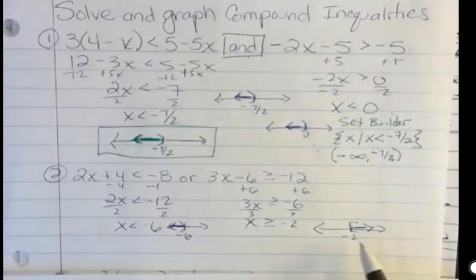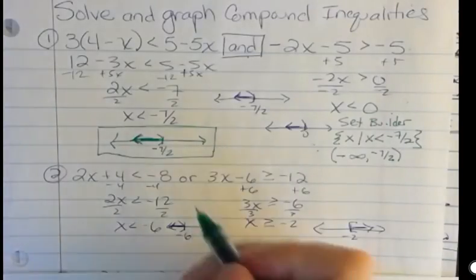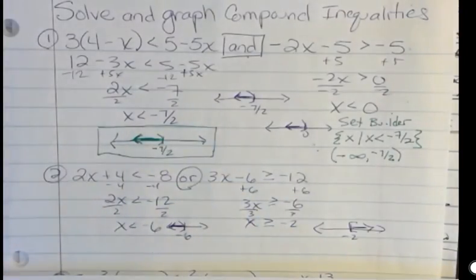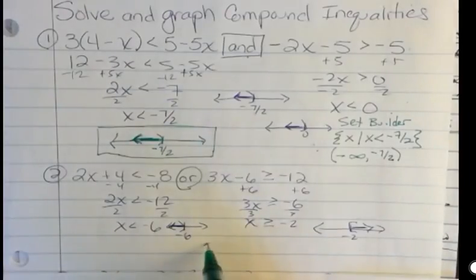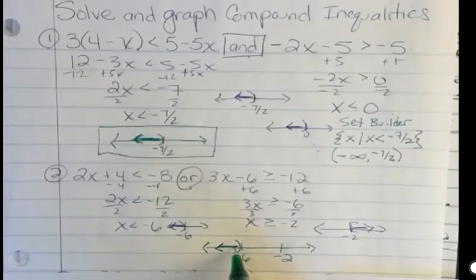Well, that's fine because I'm not looking for an overlap. I'm looking to combine those together or union those because of the OR statement. So if I put both of these on the same graph, I have negative 6 and I have negative 2. Notice that negative 6 is further to the left because it's less. Left is less. And so I'm going from here forever to the left.